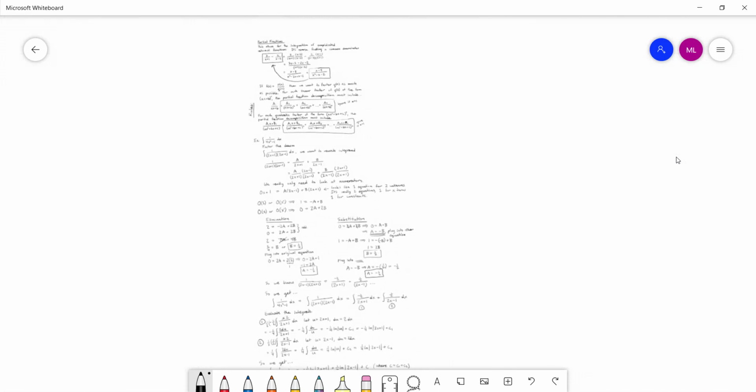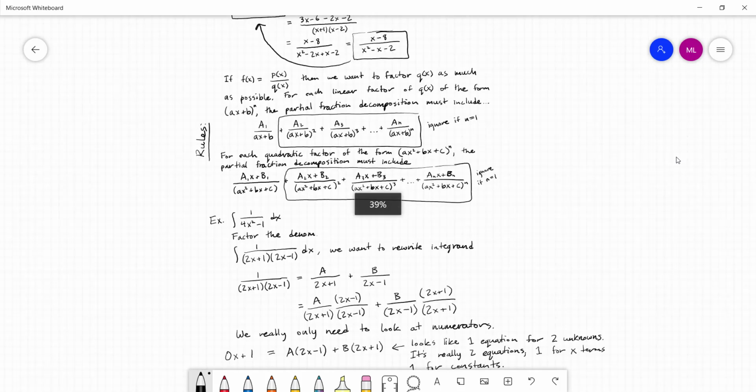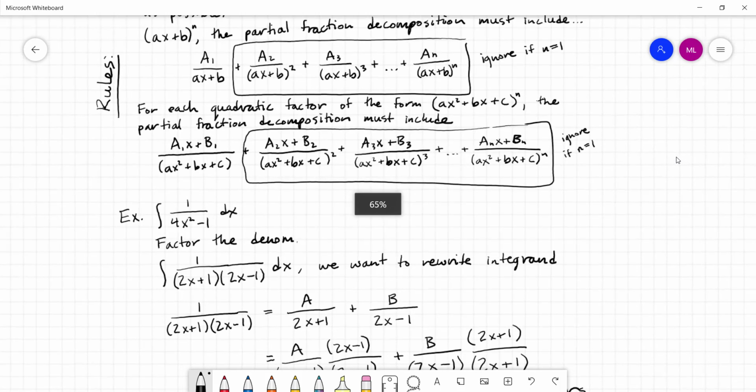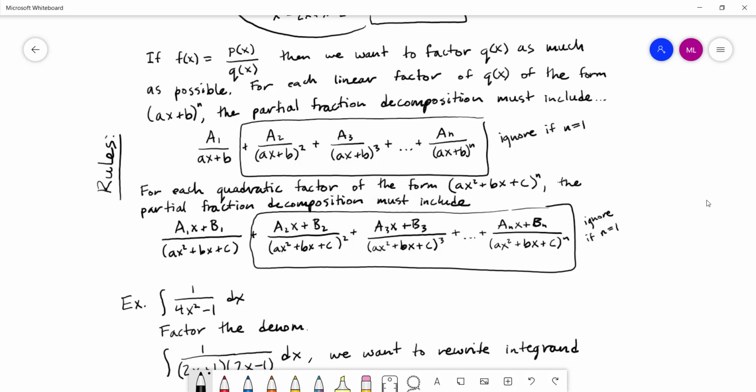Way back, here's our rules, so long ago. Here is our rules. For each quadratic factor of the form ax squared plus bx plus c, so in our case it's x squared plus 1, to the nth power, in our case n is 2, the partial fraction decomposition must include all of these terms. So we needed to include this term plus this term because n is 2 in our case. So here are the two terms that we included down below.